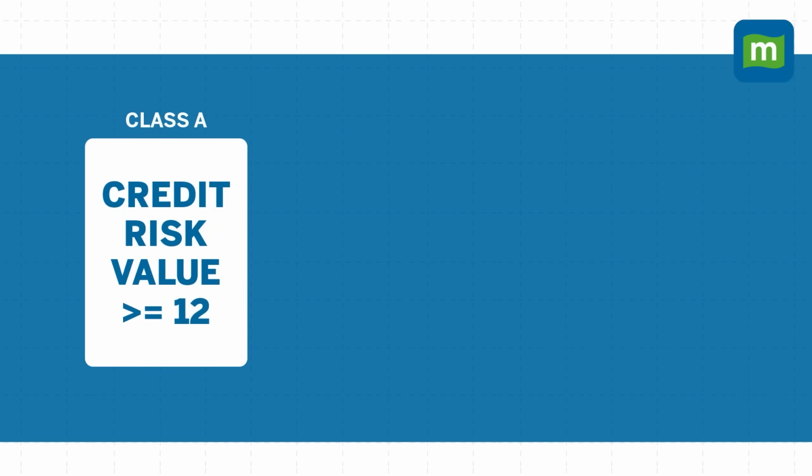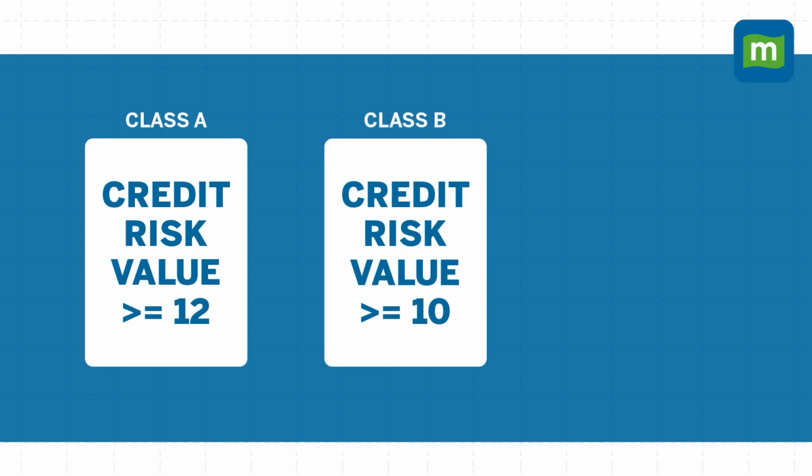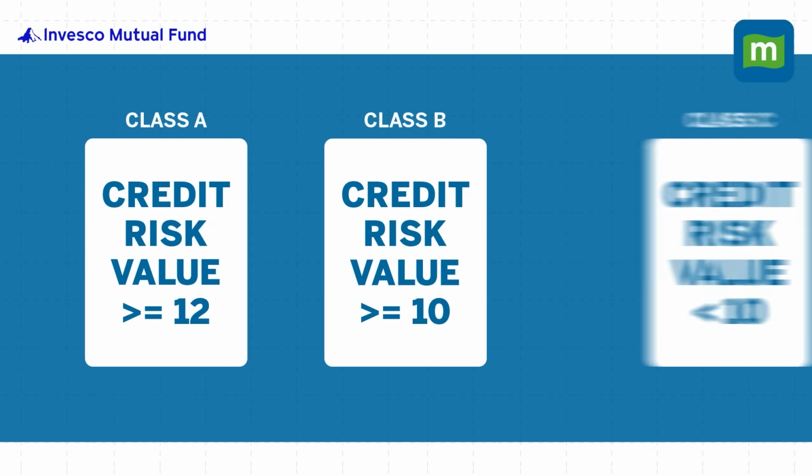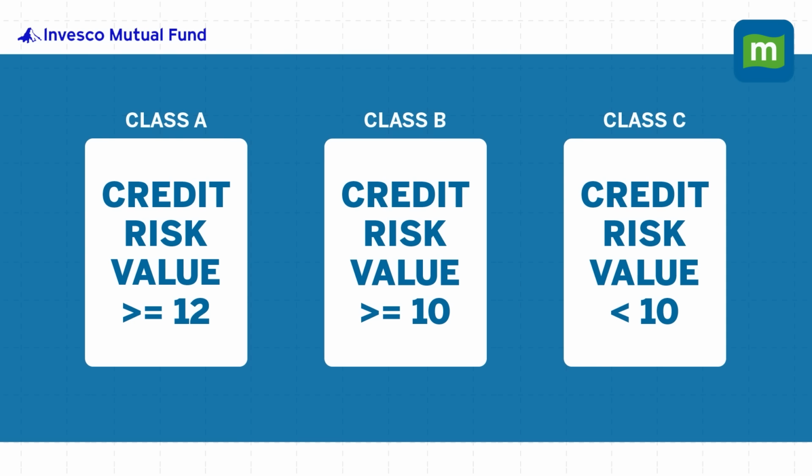Now, Class A schemes are those where the credit risk value is greater than or equal to 12. These funds only invest in government securities and AAA rated bonds. Class B schemes are those where the credit risk value is greater than or equal to 10, which includes AA and AA plus rated bonds, along with bonds which fall in Class A. Class C schemes are those where the credit risk value is less than 10 but up to investment grade, as mutual funds in India are not allowed to invest below investment grade securities. So this is the one with highest risk.